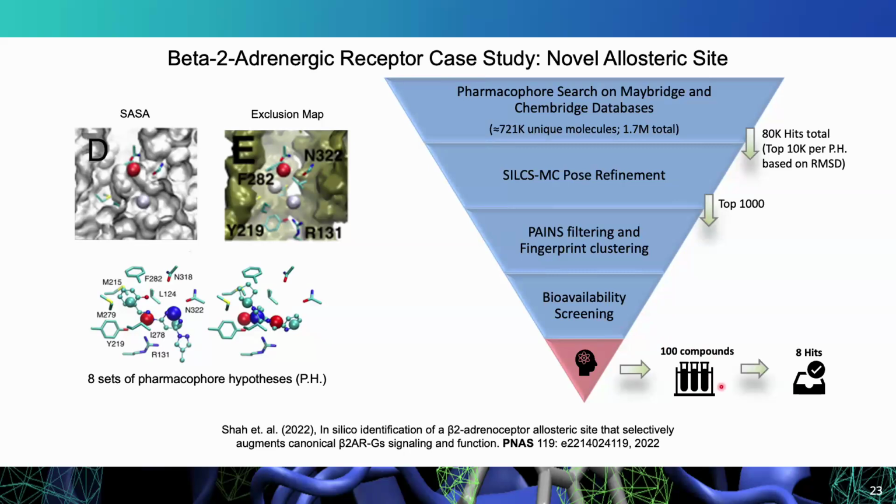The validation confirmed that 8 compounds were found to modulate the beta-2 adrenergic receptor activity. This highlights a validated workflow using different modules of SILCS small molecule suite that can be used in a structure-based drug design campaign.